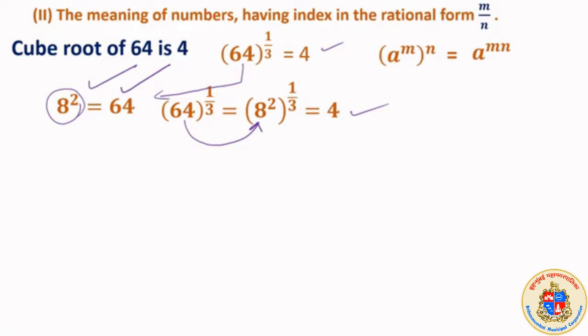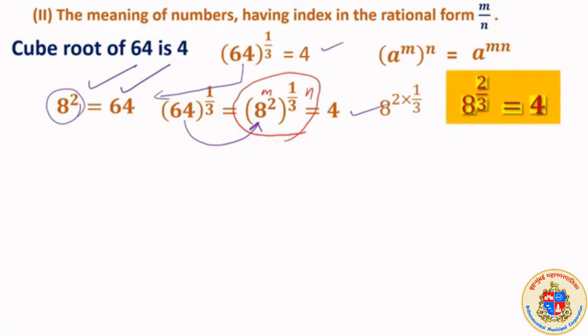Where will we apply that? We will apply it here. This is m in this case, this is n in this case. So what will we write? We will write m into n, 2 into 1 upon 3, which can be written as 8 to the power of 2 upon 3. And it looks like this. And the answer will be again 4.